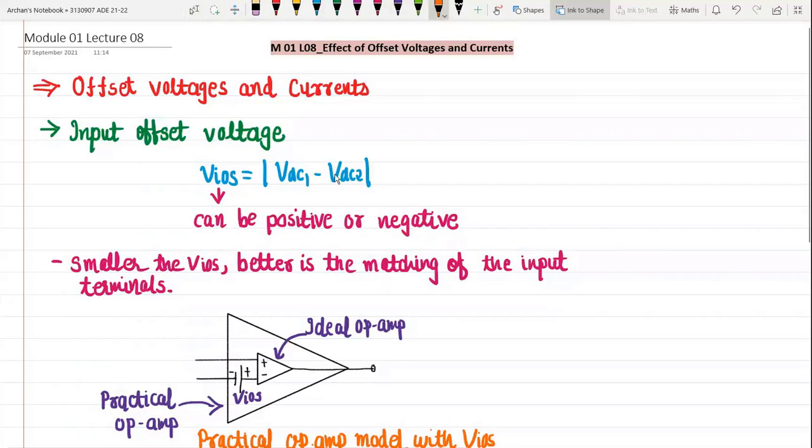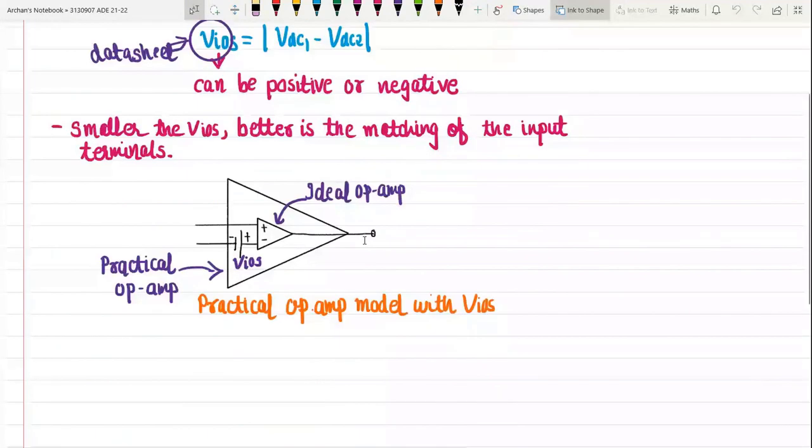If you wish to know the value of this VIOS, it can be found from the datasheet of the operational amplifier. And it should be as small as possible, because the smaller the value of VIOS, the better will be the matching of the input terminals. We have seen many times that a voltage is applied to one of the input terminals with proper polarity so as to null the output, while we keep the other terminal grounded. For an ideal op amp, VIOS will be equal to 0, right?